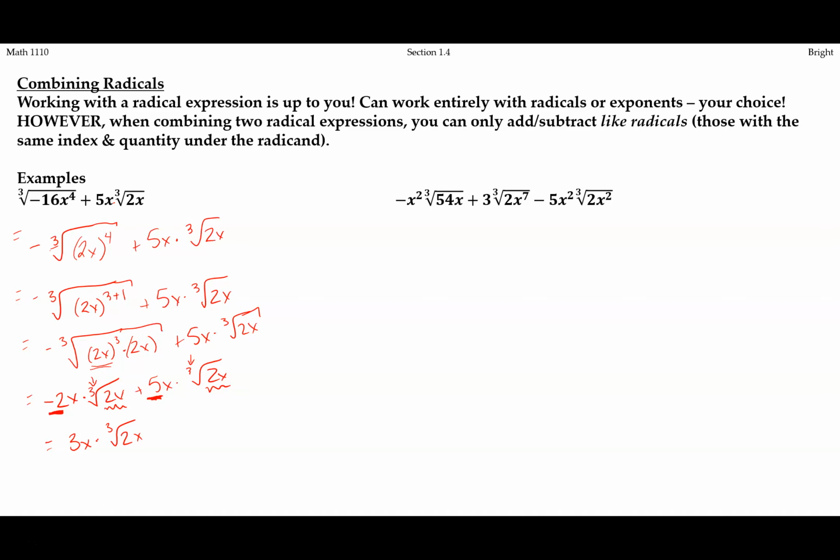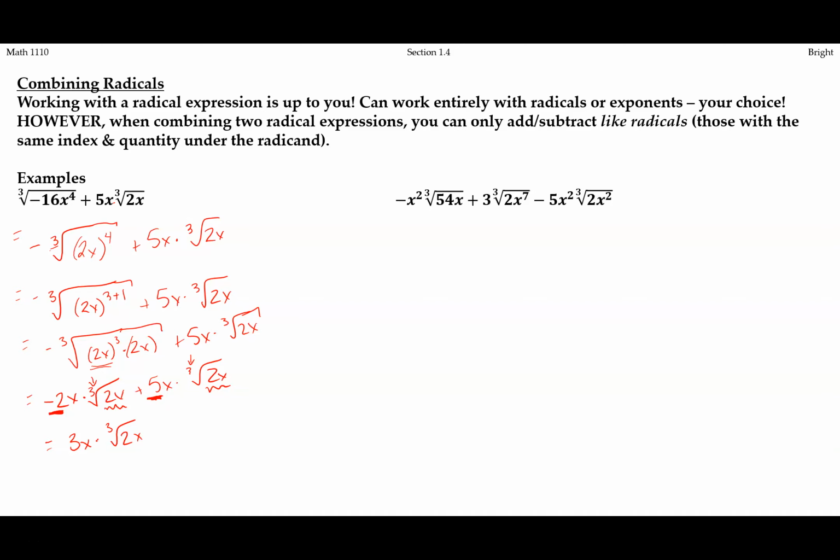For this next one, I want you to pause the video and see how far you get. Try it on your own, see what you get. What I think you get at the end is that you get to a point where you can combine two of the terms, but not all three.